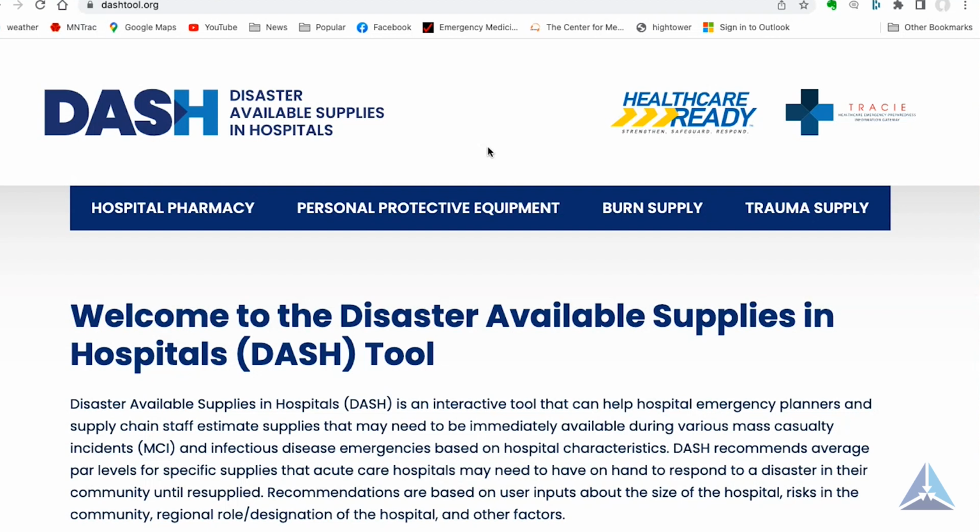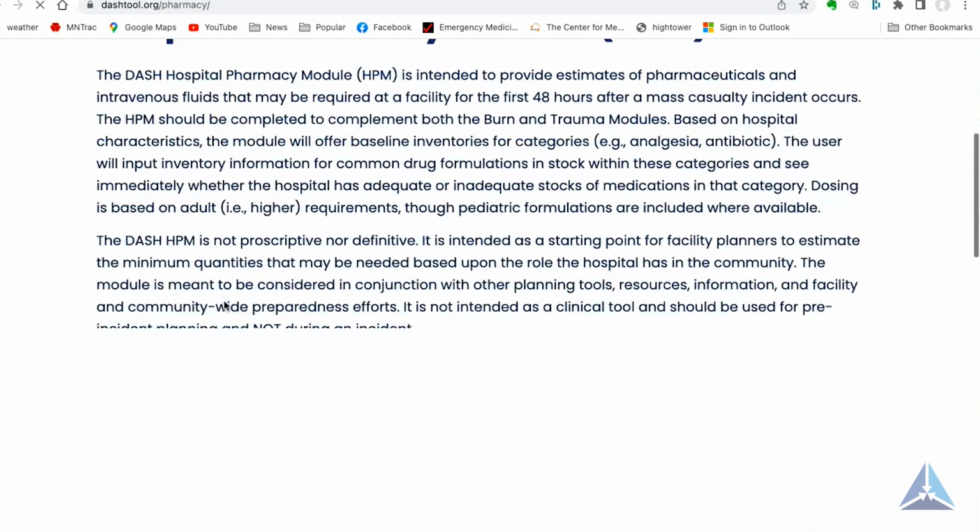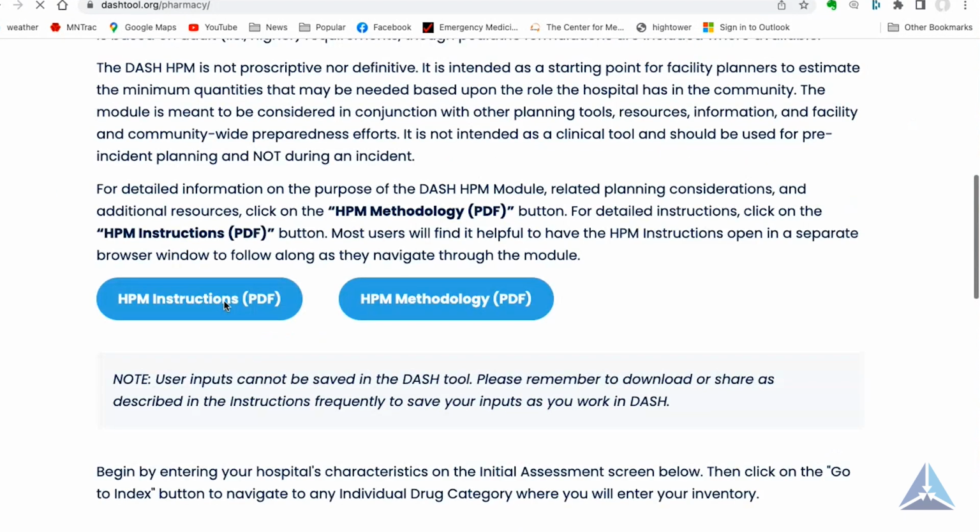So I just want to walk through and show you a little bit about what this tool can do. This tool is really designed to answer the question for the 90% of disasters that might occur in my community in these different categories. What do I need to have on hand? So in the hospital pharmacy module, and it's really important, there are quite a lot of assumptions that are built on the back end of this.